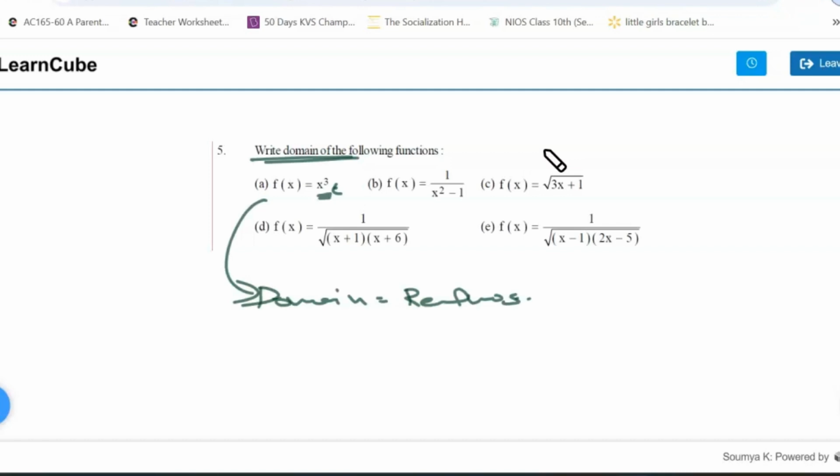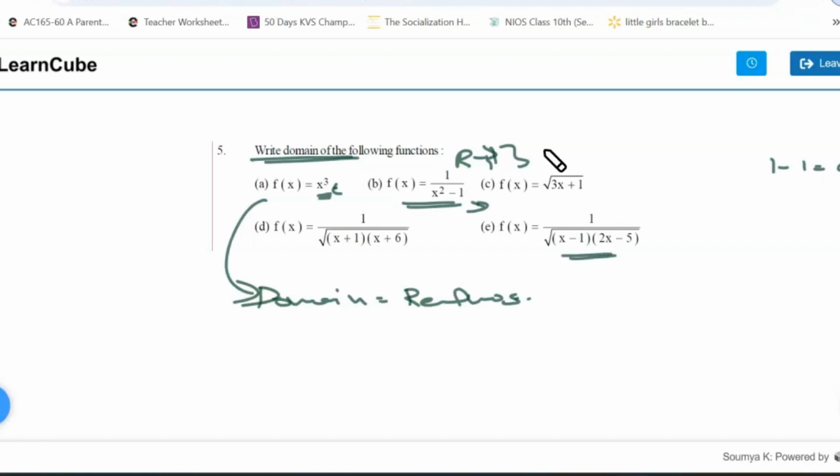Now the second question is f of x equals 1 by x square minus 1. So in this case, it should not convert to a non-definite or infinite solution. So in that case you can avoid the value 1 so that it should not turn to 0. So if it is 1, 1 minus 1 will be 0. So avoid that value. So all the real numbers except 1. Okay. So that is possible. Like that you have to find solution for all the values.